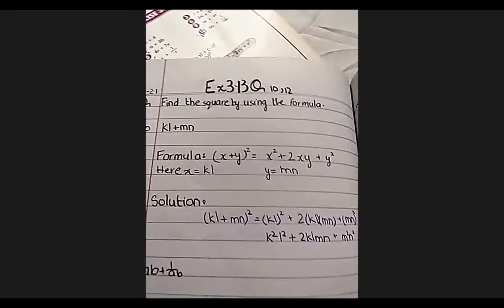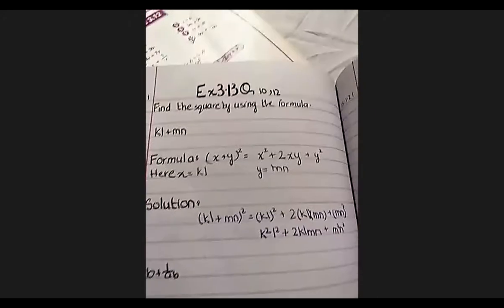Manahil, beta, question number 10 is ab minus cd. Manahil, make correction please. Beta, please copy down the question properly. Here, Ramiz is sharing the video. Let's check out.